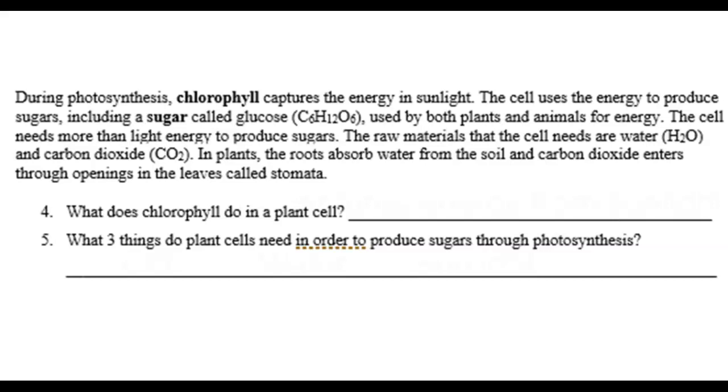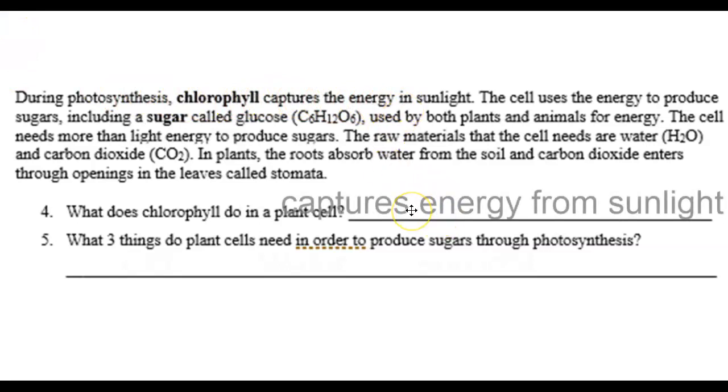Number 4. What does chlorophyll do in a plant cell? Chlorophyll captures energy in sunlight. This is why green plants are green. You're not going to see the green coloring in roots because it would be wasted. Roots are underground and not exposed to sunlight.